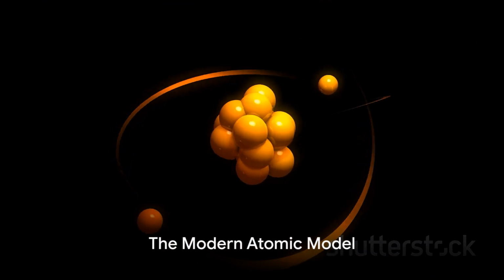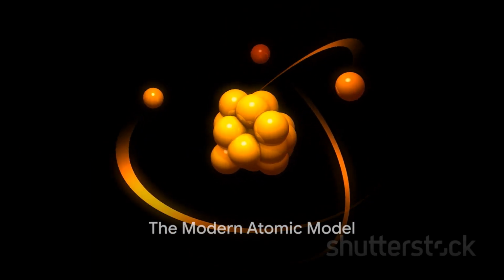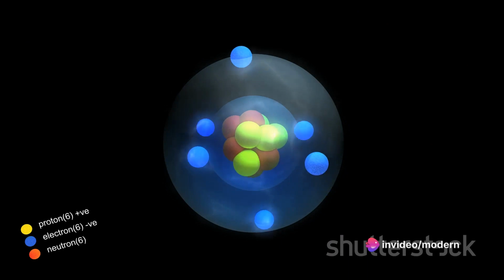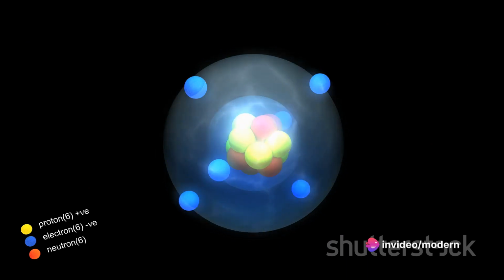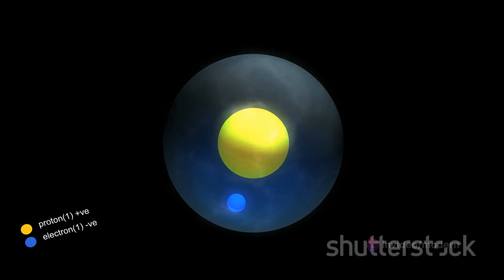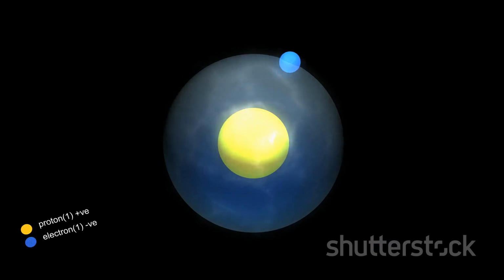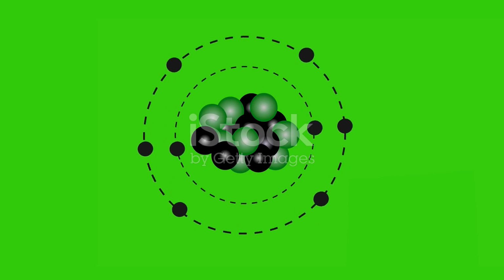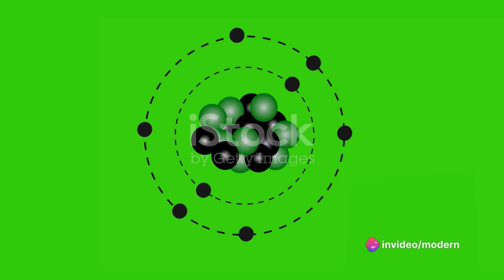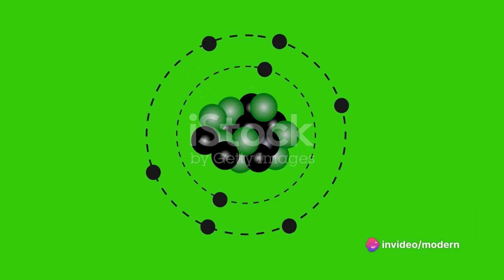The modern atomic model represents electrons as existing within electron clouds, regions where electrons are likely to be found. This model accommodates the inherent uncertainty of electron positions. Within each energy level, sublevels s, p, d, f define the shape of atomic orbitals. Orbitals are regions where electrons are most likely to be found, and they have specific energy levels and shapes.